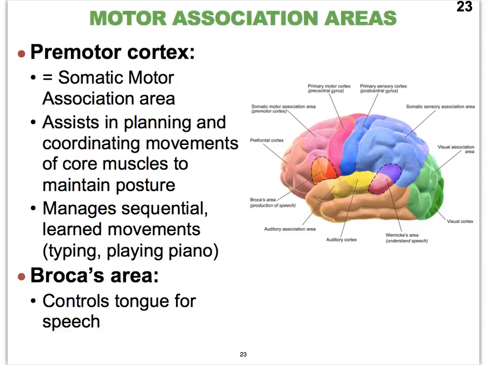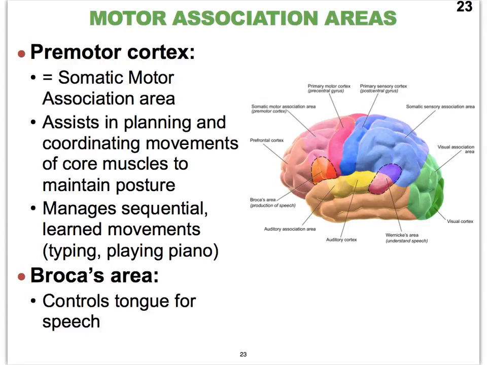And Broca's area is an important motor association area such that we are sending from this part of the brain the correct signals to our tongue such that we create a speech that's understandable to the person that we're trying to communicate with. So Broca's area is an example of a motor association area. So what about the premotor cortex?